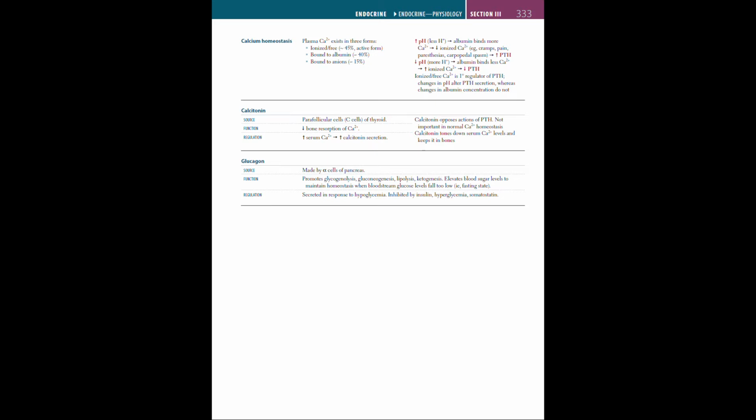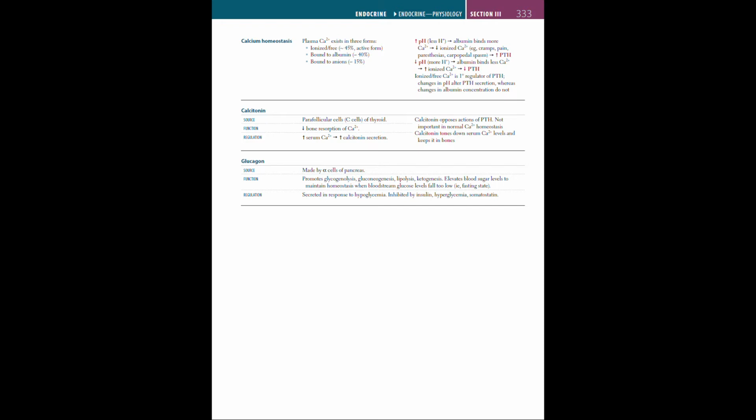Calcium homeostasis. Plasma calcium exists in three forms: ionized, or free, that is 45%, which is the active form; bound to albumin, that is almost 40%; and bound to anions, that is almost 15% of the total. When there is an increase in pH, that is less hydrogen ion, albumin binds more calcium, which leads to a decrease in ionized calcium.